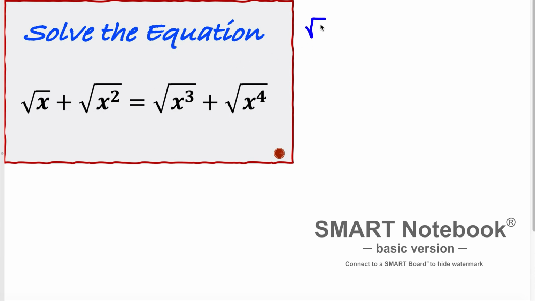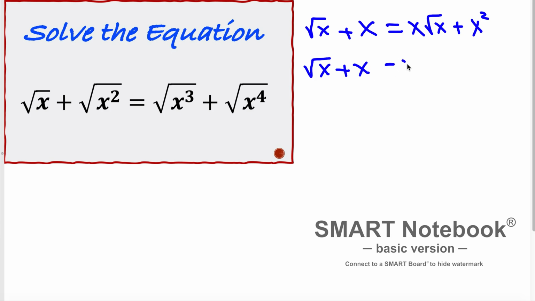The square root of x stays, plus the square root of x squared, which is just x, is equal to the square root of x cubed, which we can write as x times the square root of x, plus the square root of x to the fourth, which is x squared. If we subtract both sides by x times the square root of x plus x squared, the equation takes this form: square root of x plus x minus x times square root of x minus x squared is equal to 0.